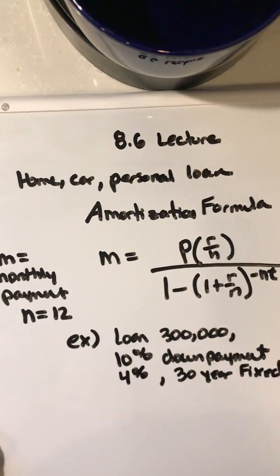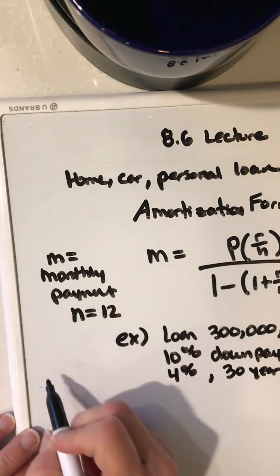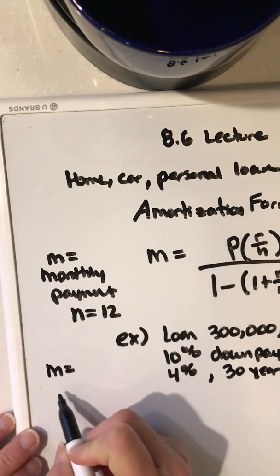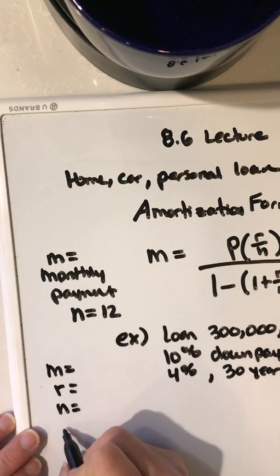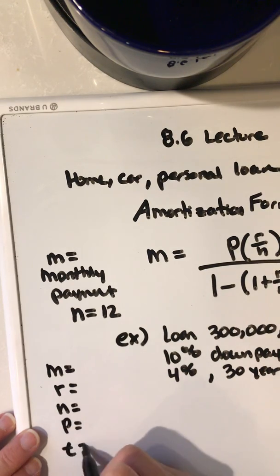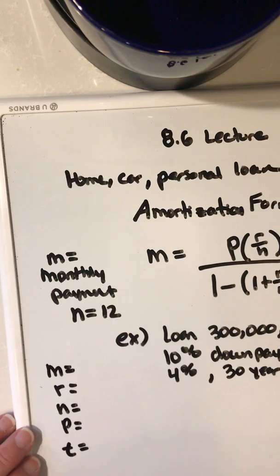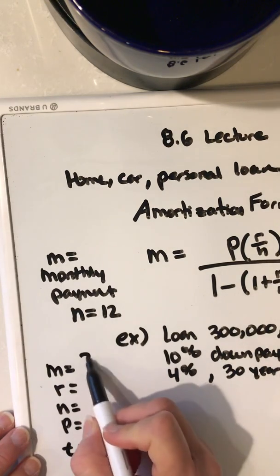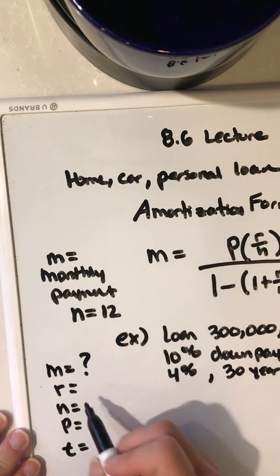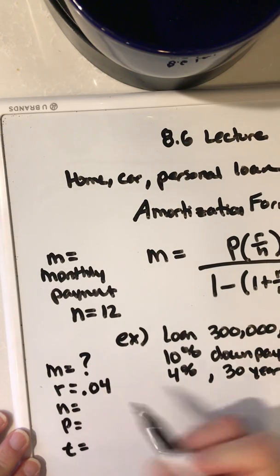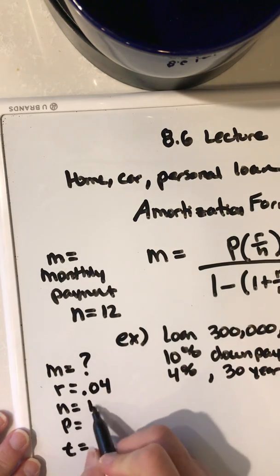What I'd like you to do is when you get a problem like this, we're going to go off to the side and do our M, R, N. We have a P and a T, okay? M is what we're looking for, our monthly payment. R is the rate, and we said it was 4%, so that's 0.04. N is going to be 12.